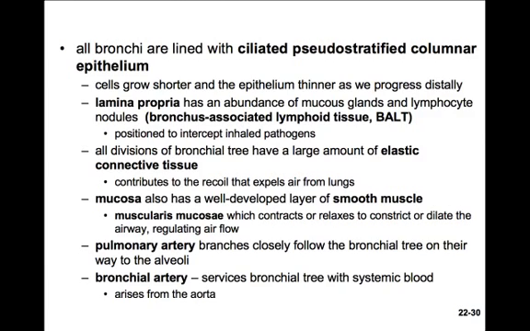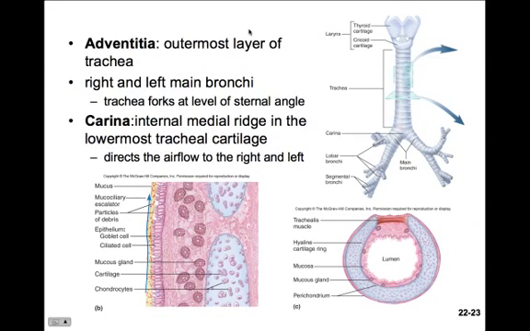Each of these bronchi is lined with ciliated pseudostratified columnar epithelium. The cells grow shorter and the epithelium thinner the more distally we move. The lamina propria has an abundance of mucus glands and lymphocyte nodules. This is where we'll see some of that bronchus-associated lymphoid tissue. It's positioned there to intercept any inhaled pathogens. So you can see the lamina propria area right here. It's in that middle layer of connective tissue that we see between the epithelial layer and the cartilage rings.